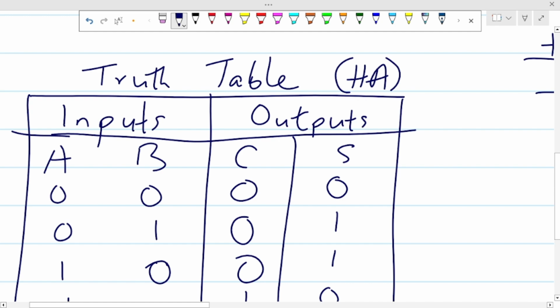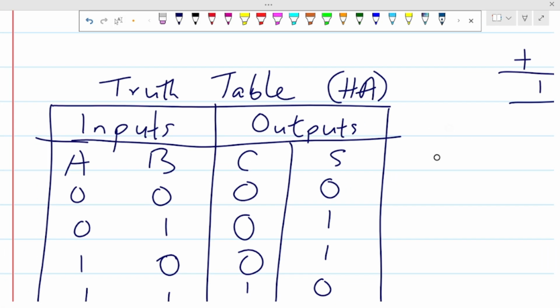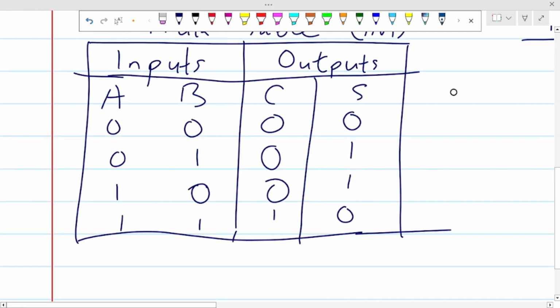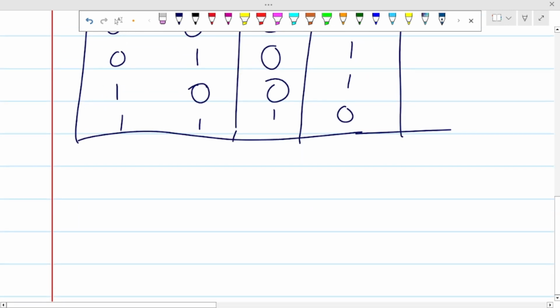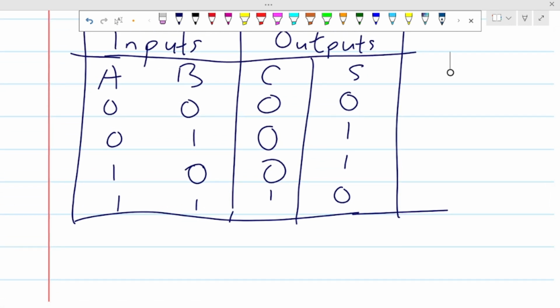Now it's time to get our logic circuit from it. Note that the logic circuit is drawn from logic expressions, or Boolean expressions. But to derive this logic expression, we use this truth table.